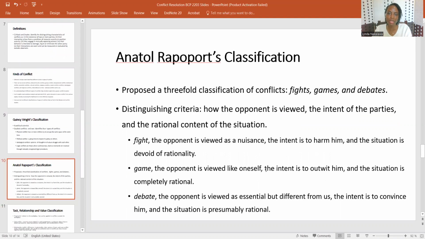Let us look at another classification by Rappaport. He classified 3 different types of conflicts. He talks about fights, games, and debates.